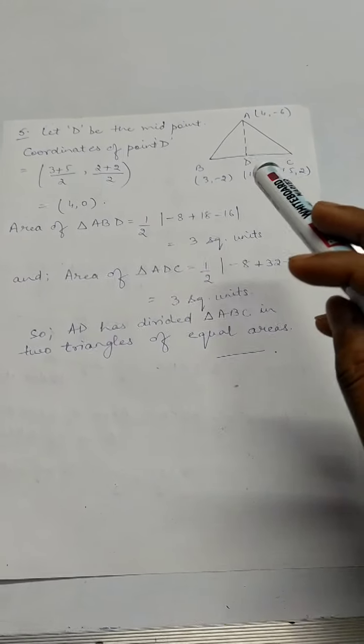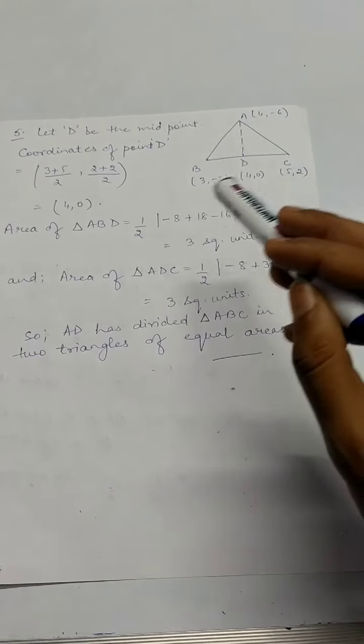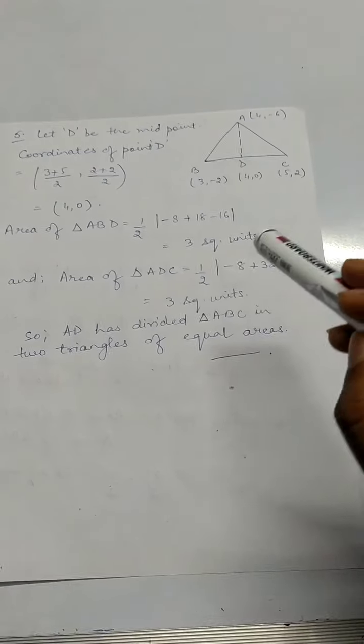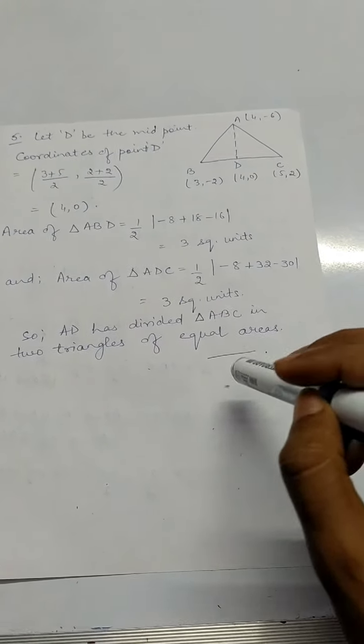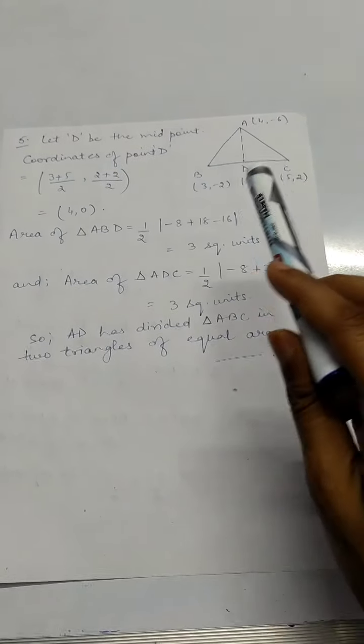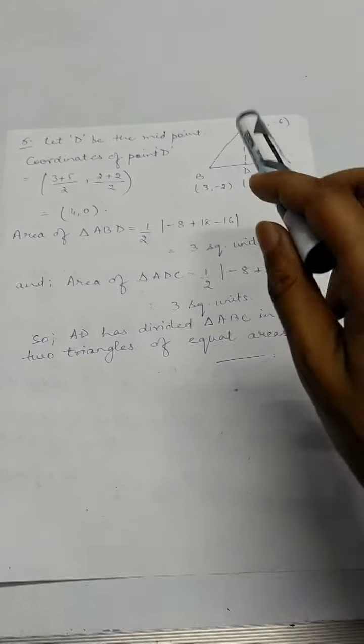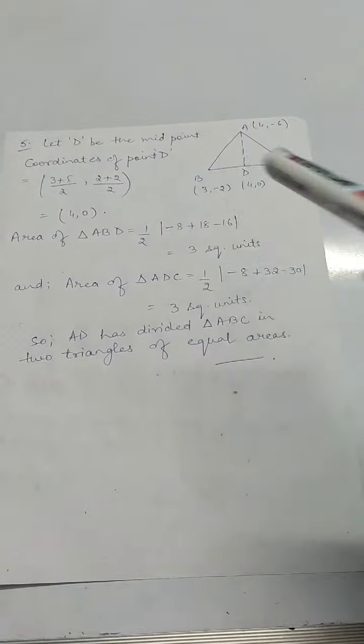It is clearly mentioned that we have to find whether D is the midpoint or the median. Since it is dividing the triangle in 2 equal areas, yes, AD has divided the triangle in 2 triangles of equal areas. So D is the midpoint and AD is the median of triangle ABC.